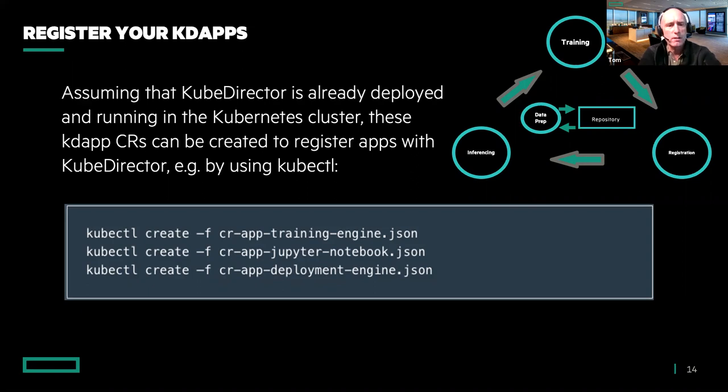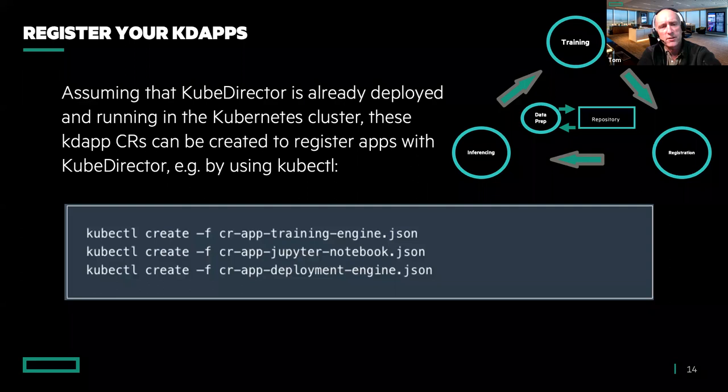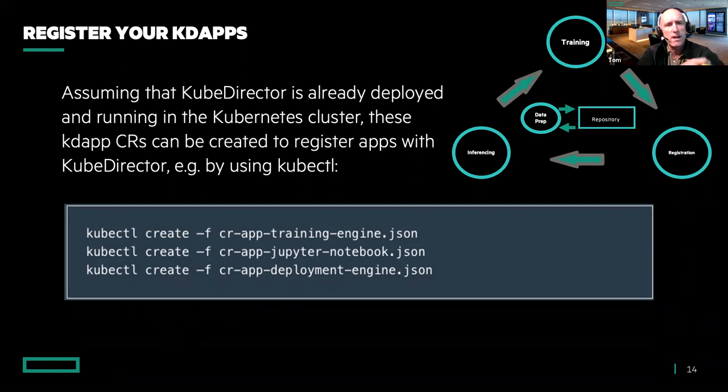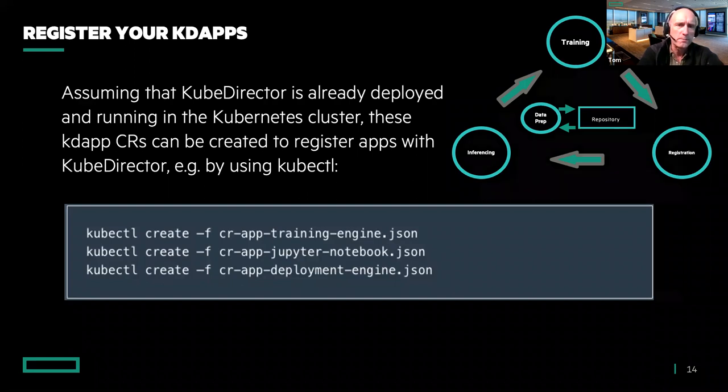So what we're showing here in this little box is the three kubectl commands that deploy the specification for each of these components that we'll be using in our pipeline: our app training engine, our Jupyter notebook, and our deployment engine. So what's going to be shown in the next few slides here is how we assemble these, how we share data between the training engine and the deployment engine. And that's the real power of KubeDirector. So I'll spin it back to Kartik.